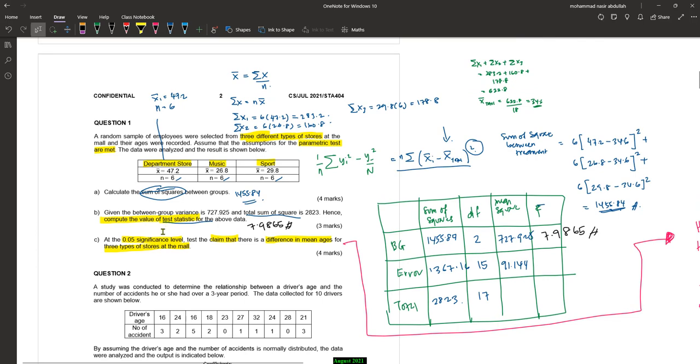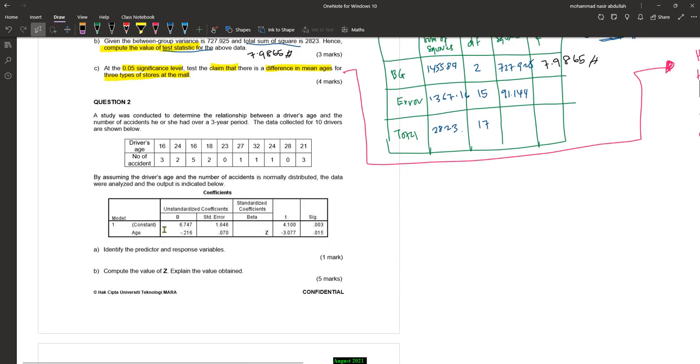So question number 1, we have basically 11 marks, right? Now we move to question number 2. It says here, a study was conducted to determine the relationship between a driver's age and the number of accidents he or she had over a 3-year period. The data collected for 10 drivers are shown below.